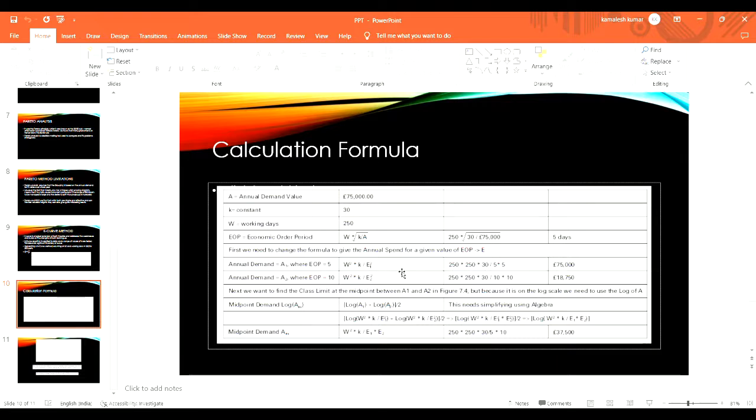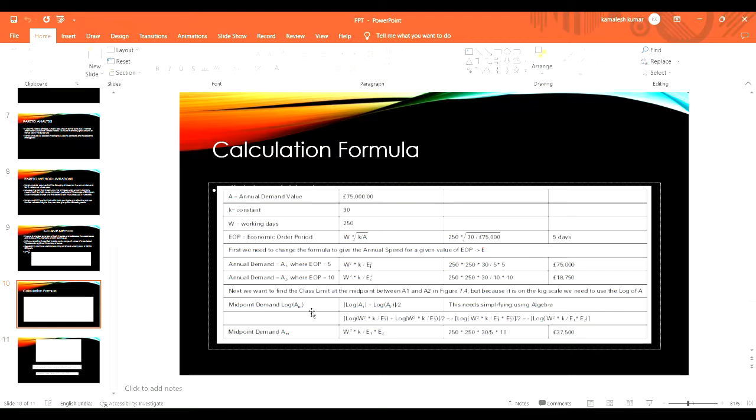Similarly, if you put the values of W, K, E1, then we will be getting 250 into 250 into 30 by 5 into 5, as W square means 250 into 250. That is the reason why we have got 250s, into the K value is 30, so into 30 by E1 square, so 5 into 5. This is the calculation part, and if you solve this one, you'll be getting the value as 75,000. Similarly, the value of A2 is 18,750. The steps are similar to A1. So this is how we will be getting the value of A1 as 75,000 and A2 as 18,750.